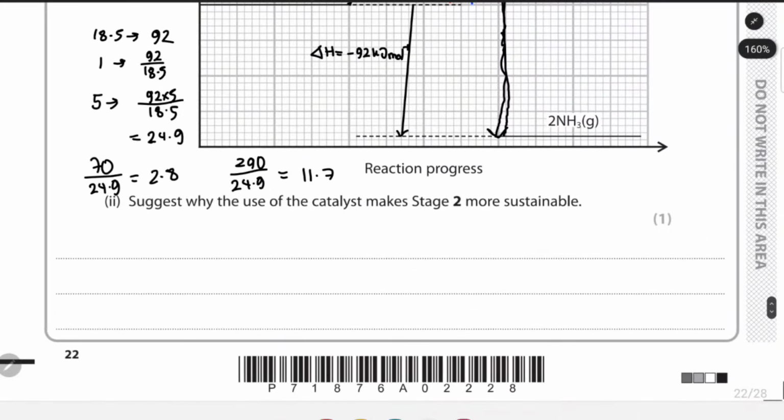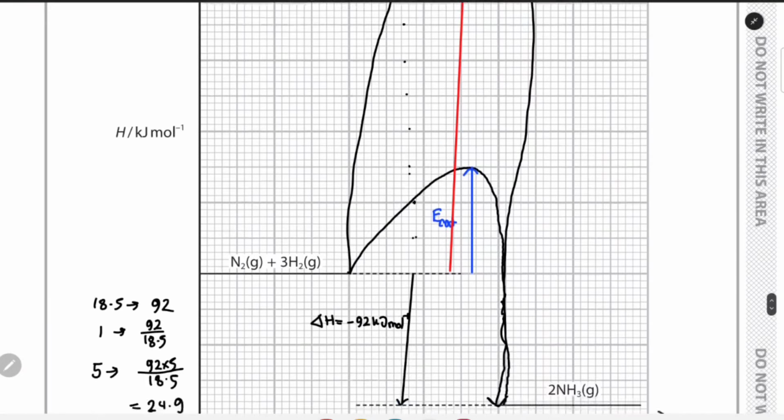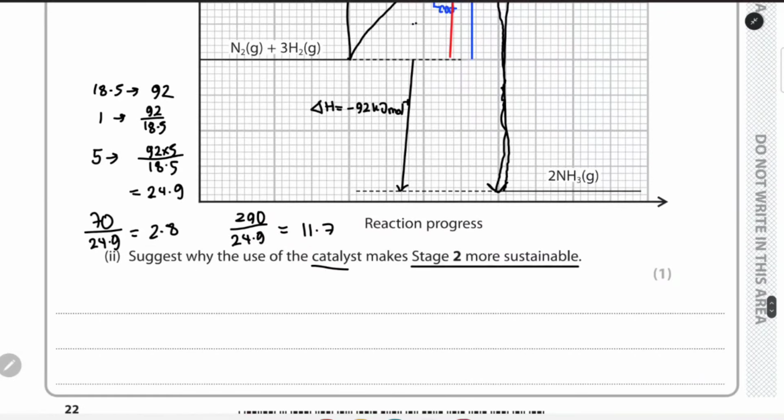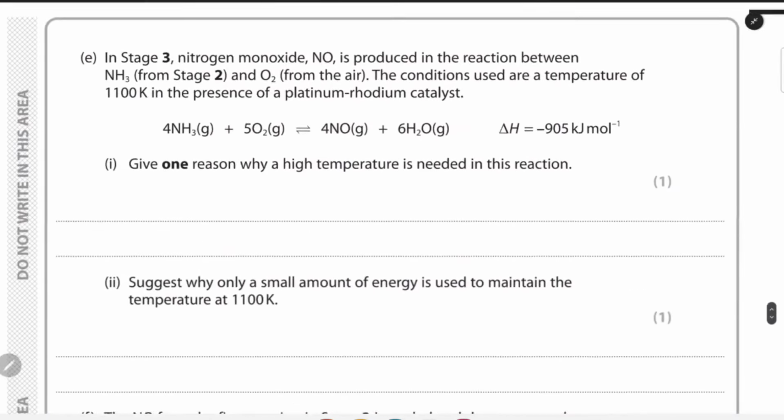Now we have to suggest why the use of catalyst makes stage 2 more sustainable. Since the catalyst is used, the activation energy is almost 1/3. So we'll need much less energy and much less fuel to carry out stage 2's reaction in this case when it's catalyzed, which makes it more sustainable since we don't have to burn as much fuel. So less fuel is needed over here.